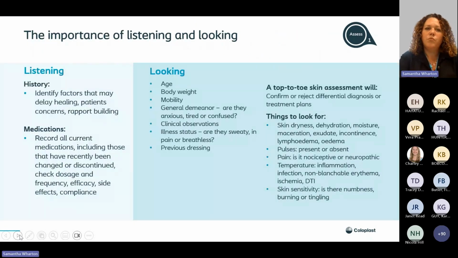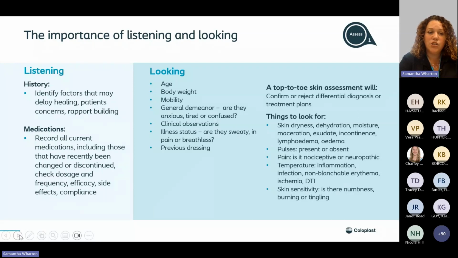So it's really important when we're doing our assessments that we listen and we look. We have to be mindful that actually the patient is the expert in their wound. They often know a lot of the history, and we have to listen to them, what's happened within their journey with this wound, who they've seen, what's worked, what hasn't worked. And it helps you build that rapport with the patient.